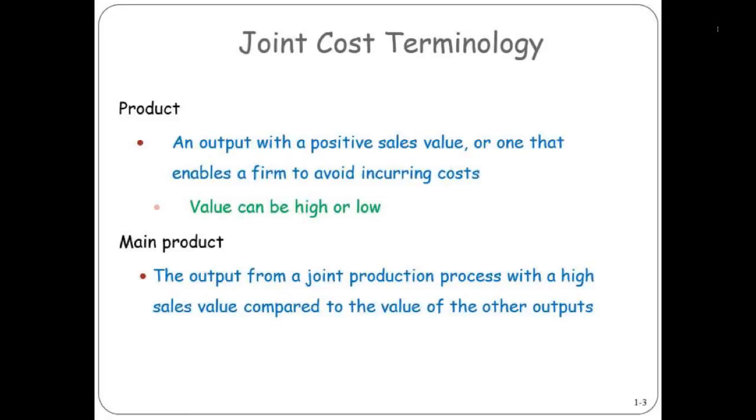So to understand, a main product is the purpose of your production processes. It may be more than one main product. Coming out of crude oil is more than one main product. Any product is anything that has a positive sales value. The value can be high or low. So scrap is, in fact, a product, if you would. Byproducts are products.